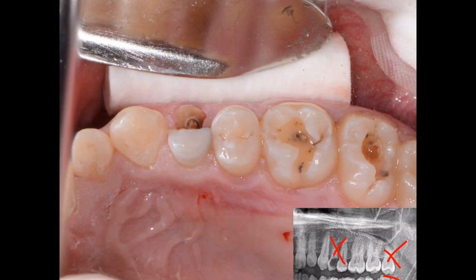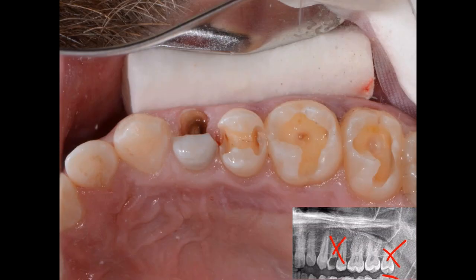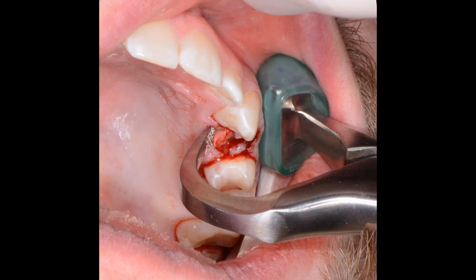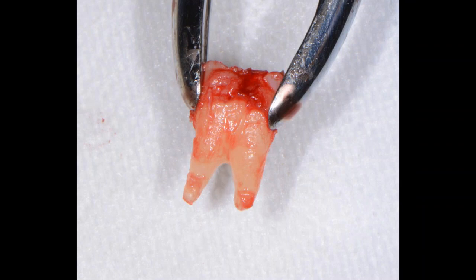So now we're going to continue into the other areas. This is the other quadrant. Our goal is to do the restorative first, so we're going to clean out all the decay. We're going to use our Wago fill and Wago tricks to place the composite restorations and get the most ideal contour. At that point, we're going to extract the root tips and the wisdom tooth.